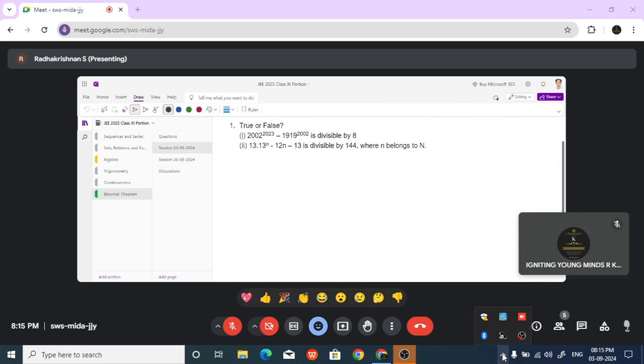Let us say 2002 to the power of 2023 mod 8. So according to our formula, what we can write, 2002 mod 8, இதை நம்ம ஈஸியா போட்டுடலாம். இது என்ன சொல்லுங்க பாப்போம்.